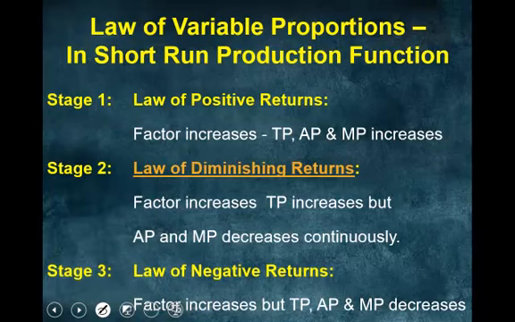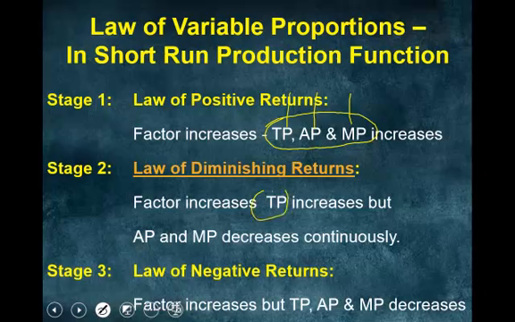In the law of positive returns, a very important thing is how to identify it: TP, AP, and MP all increase. Now TP is increasing, MP increasing, and AP increasing. But in the law of diminishing returns, only TP increases, while AP and MP decrease. So in the first one, total production is increasing, average production is increasing, marginal production is increasing. But in the law of diminishing returns, only total production increases, while average and marginal production decrease.